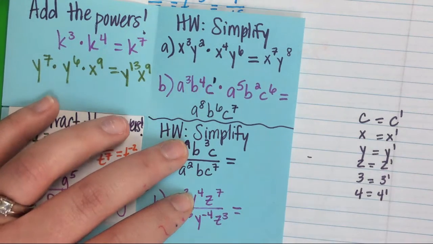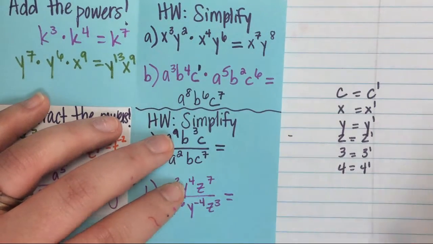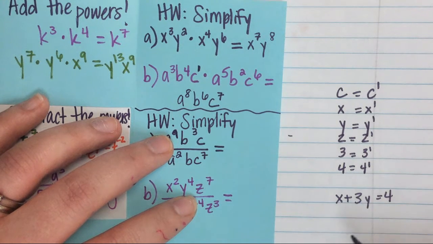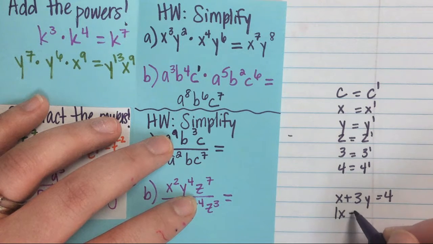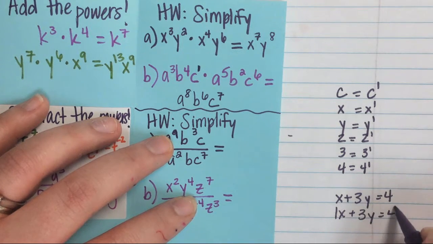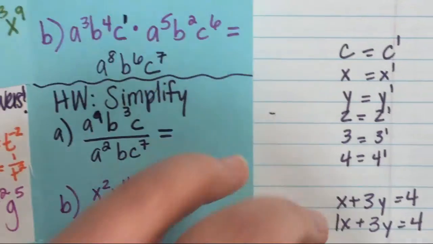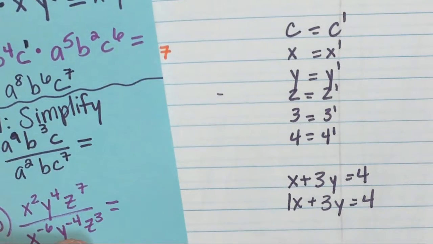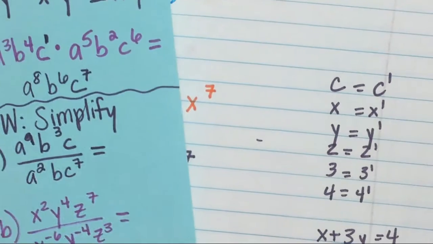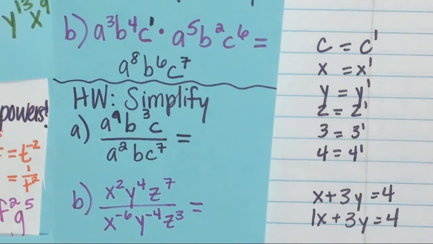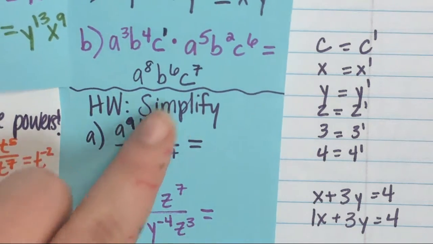There's an understood 1. When we work a problem like this, you know there's an understood 1 in front of the x. It's really 1x plus 3y equals 4. We just don't write the 1. We call it understood. In the same way, if they don't put an exponent, it's understood to be a 1. Okay? Are there any questions other than that one? I saw some people had messed up the c to the 7th.